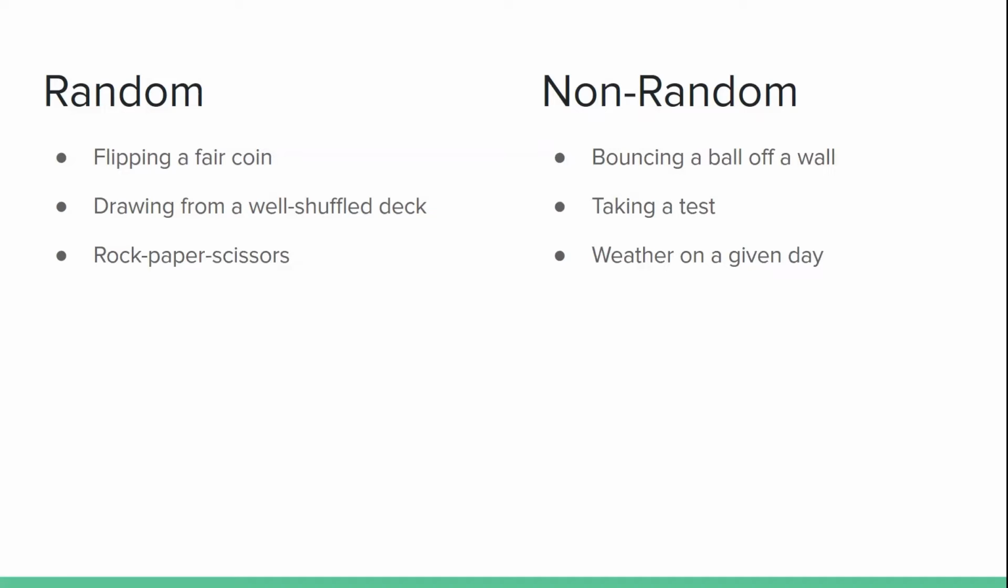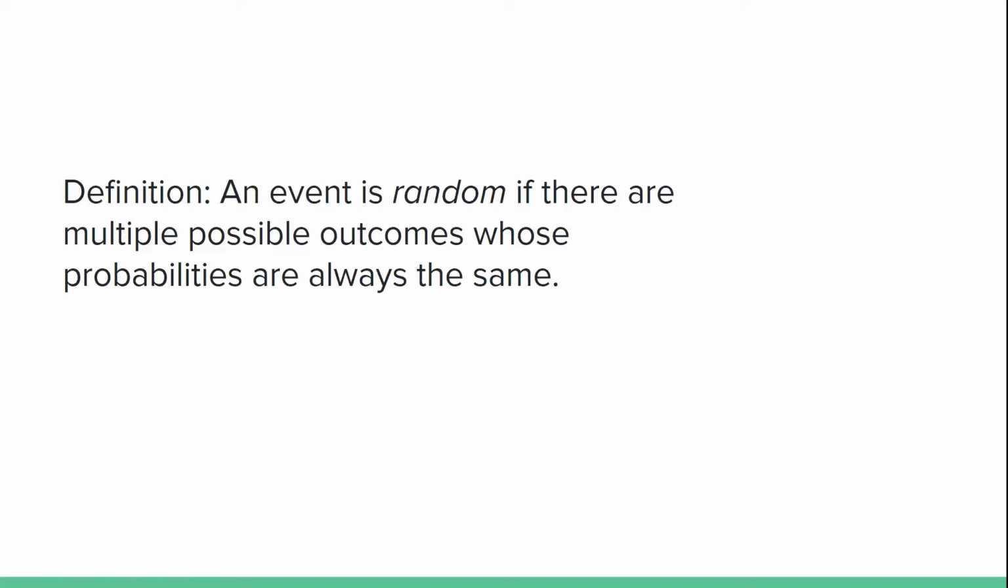So now, looking at all of these different examples, we see a common theme among the non-random events. If an event is influenced by external factors, then it's not random. If there's only one possible outcome, then it's not random. So using this idea, we can come up with this definition of randomness. An event is random if there are multiple possible outcomes whose probabilities are always the same. That is, no matter how many times you or where you do it, the probabilities of each of the possible outcomes will remain the same.